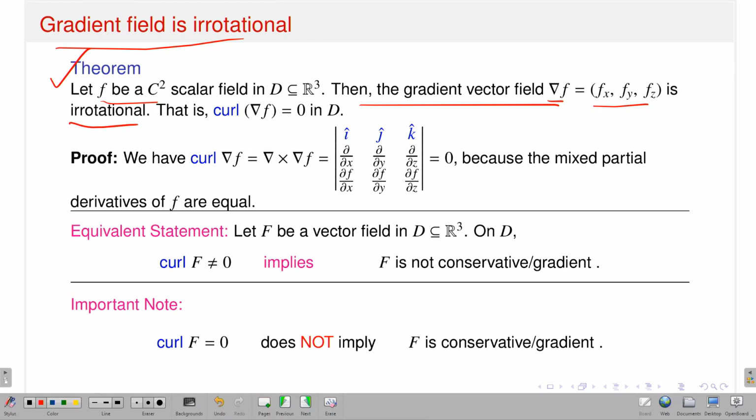If I calculate the curl of this vector field, it turns out to be 0. That means the curl of del f is 0 in that domain. The proof is very simple. You have to calculate the curl of del f. So this is my vector field. So what do you have to do?